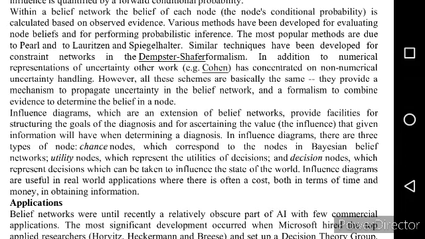In the development of formalisms, additional numerical representations of uncertainty have been added. Other work, for example Cohen, has concentrated on non-numerical uncertainty handling. However, all these schemes are basically the same type. They provide a mechanism to propagate uncertainty in the belief network, and a formalism to combine evidence to determine the belief in a node.